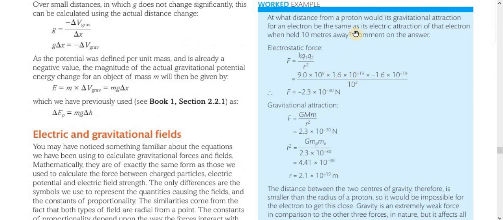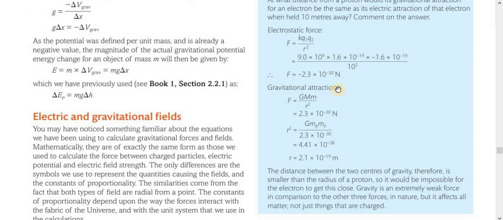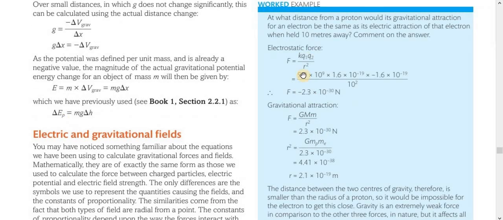Then the mass of a proton and the charge of a proton. Here we are using the charge on the proton, and this is between a proton and an electron. So this is the charge on the proton, this is the charge on the electron. And 10 meters away, so meter is the SI unit, here we have 10, so we get this. Then the gravitational force of attraction. Now this should be equal to this value, that is what the question says.